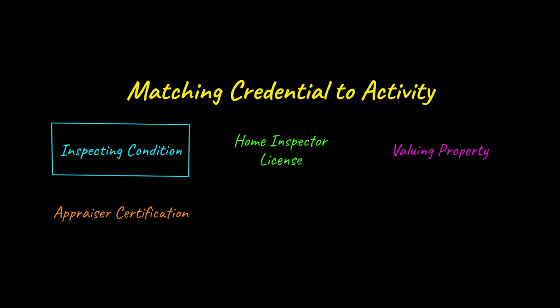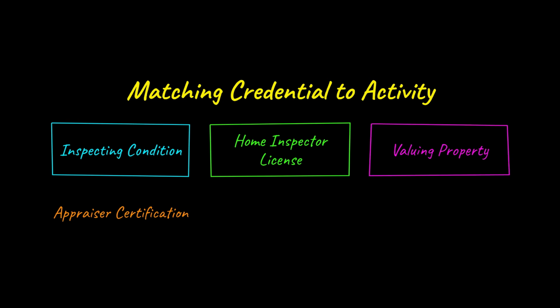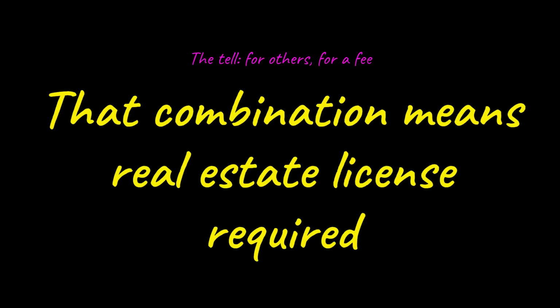The exam tests whether you match the right credential to the right activity. A home inspector license covers inspecting condition, not leasing units. An appraiser certification covers valuing property, not renting it for owners. Leasing for others for a fee is brokerage, so it calls for a real estate license, not one of these other credentials, and not no license at all. Whenever a scenario describes managing or leasing property for other owners in exchange for fees, that combination of for others and for a fee signals brokerage activity, and the answer is a real estate license.